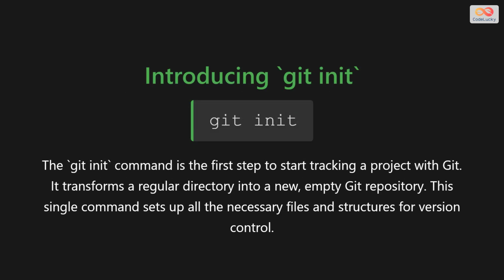The git init command is how you create a new Git repository. It takes an ordinary directory and prepares it for version control by setting up all the necessary components that Git needs to start tracking changes.